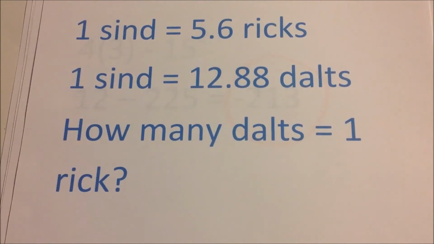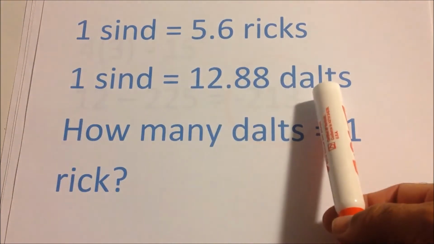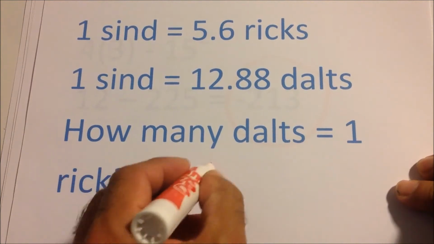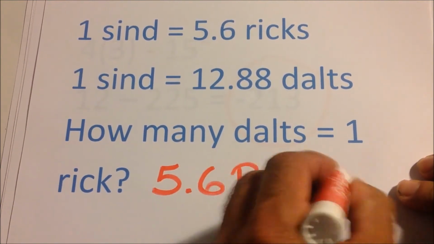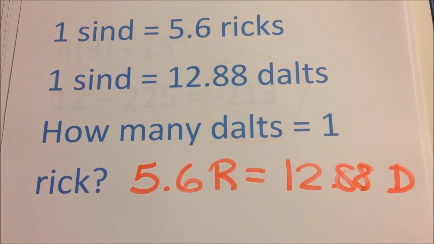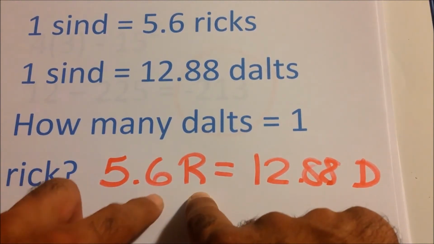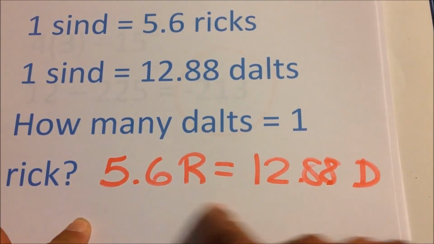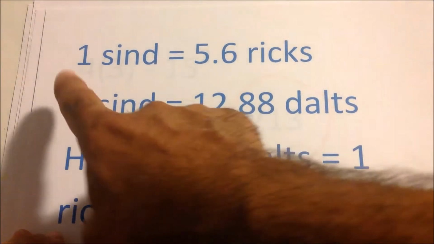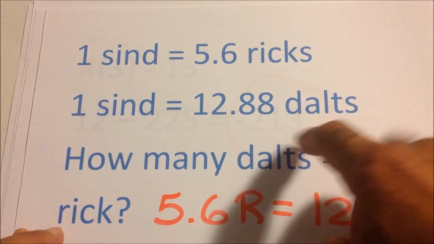If 1 sinned equals 5.6 ricks, and 1 sinned also equals 12.88 dalts, there's something you should look at logically. That means that 5.6 ricks has to equal 12.88 dalts. Now, I'm not saying 5.6 times R. I'm just using that for ricks, just shortening it. They have to equal each other. Let's look at it again. If this equals that, and this equals that, then this must equal that.